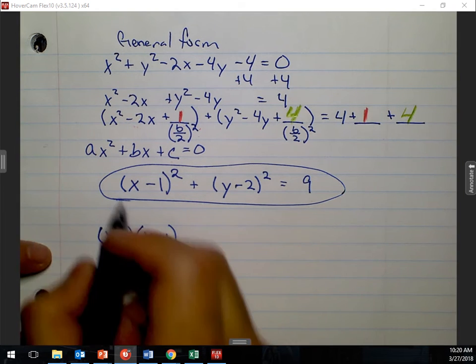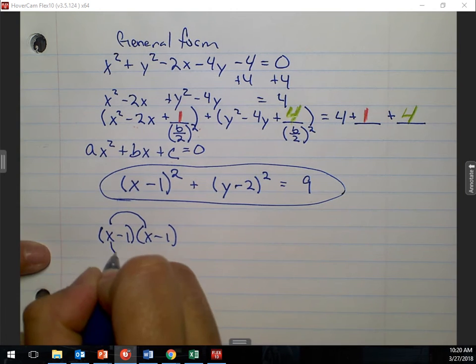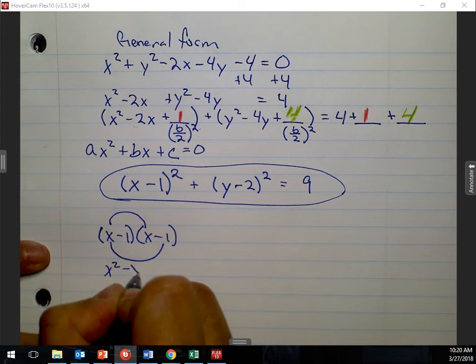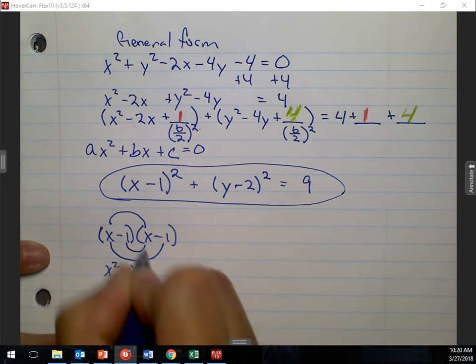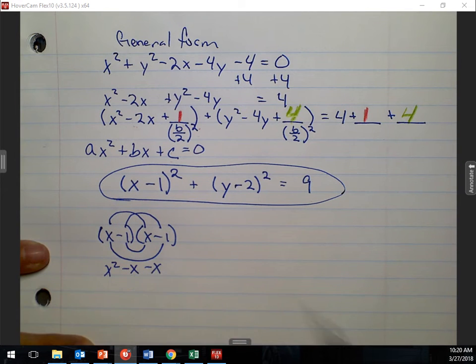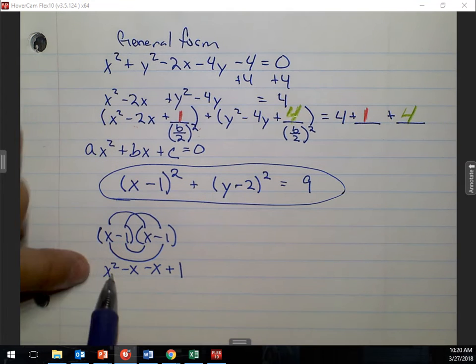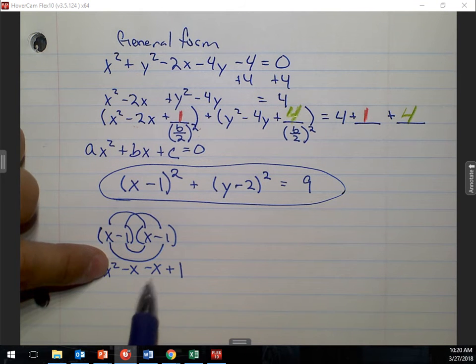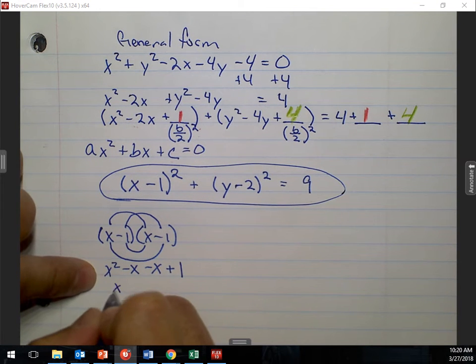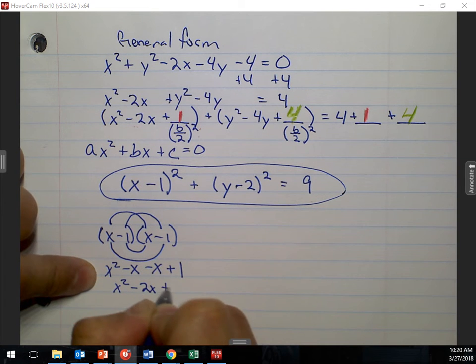If I go through and FOIL it now, I get x squared minus x minus x. Negative 1 times negative 1 gives me plus 1. And combining like terms, my middle term, it's going to be x squared minus 2x plus 1.